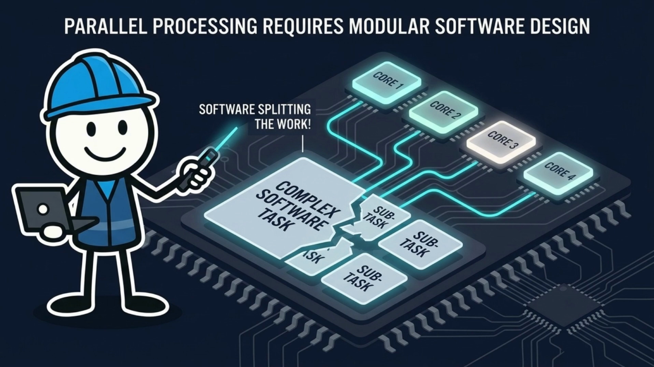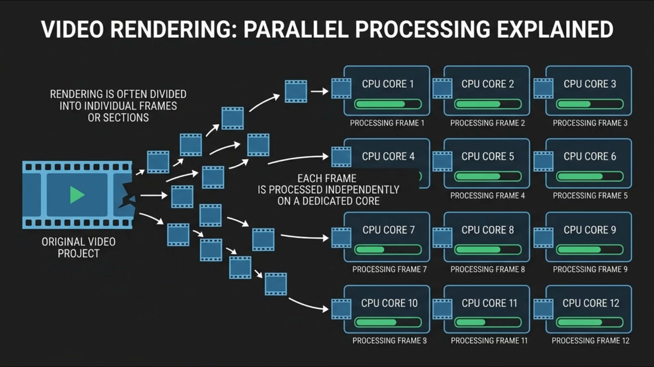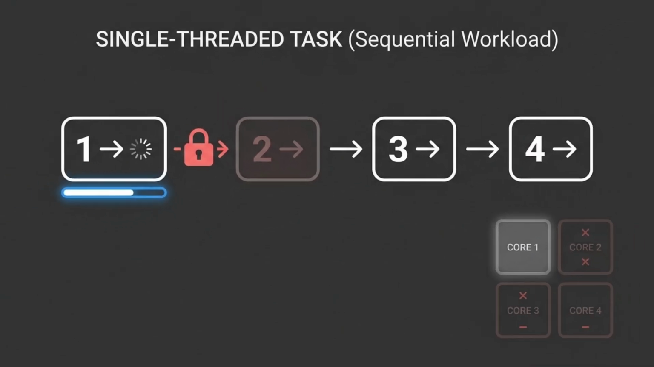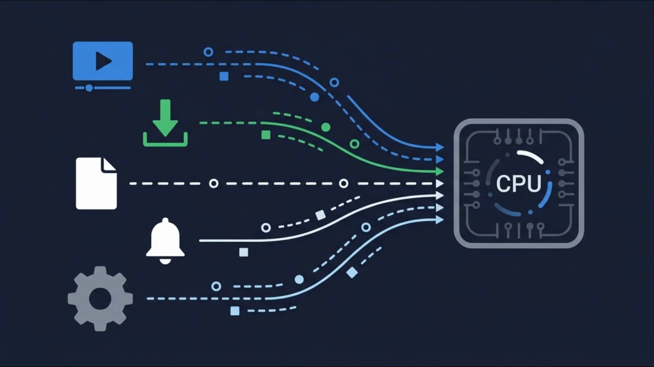In a CPU, this only works when the software can split the task into pieces. For example, video rendering can often be divided into frames or sections. That means several cores can work together and finish the job faster. But not every task works this way. Some tasks are sequential, meaning step 2 cannot begin until step 1 is finished. In that case, adding more cores does not always help much.